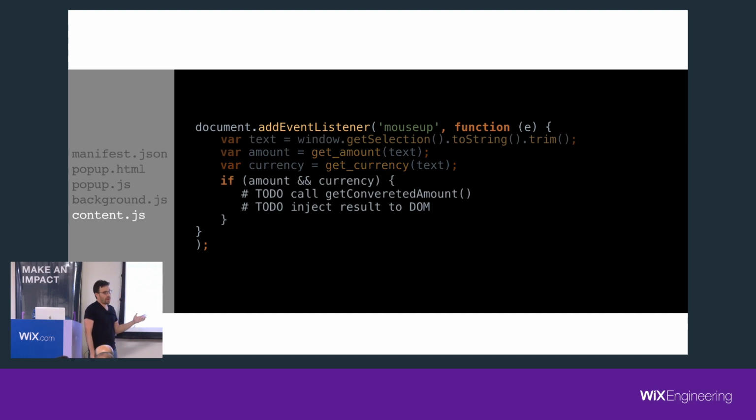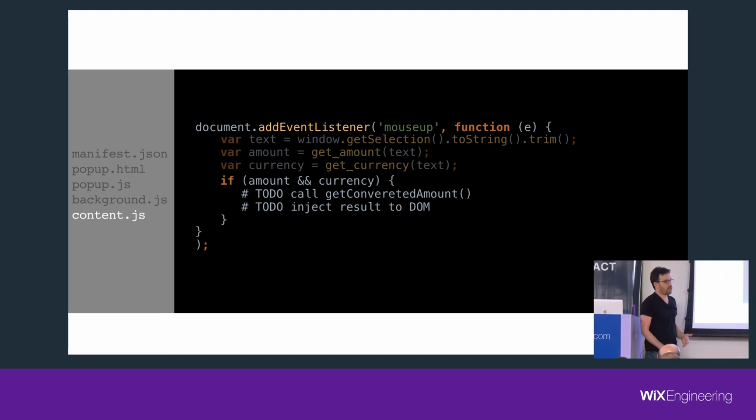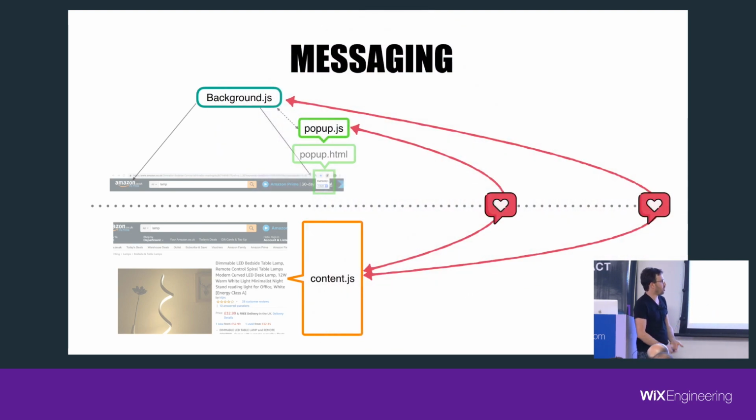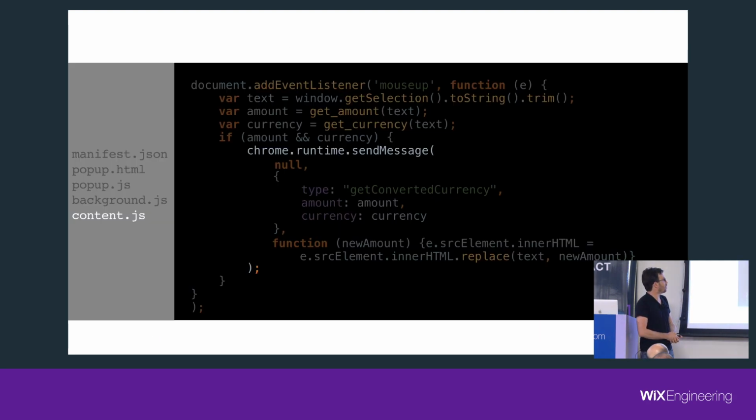And then once we have the amount and the currency, we want to call the conversion function that we saw before and inject the result back to the DOM. But there's a problem, right? These are two contexts. In one context, we have the event listener, and in the other context, we have the conversion function. So for that, Google built us this amazing messaging mechanism. We can send messages from the content to the pop-up.js and from the content to the background.js and vice versa. Cool, so let's use it.